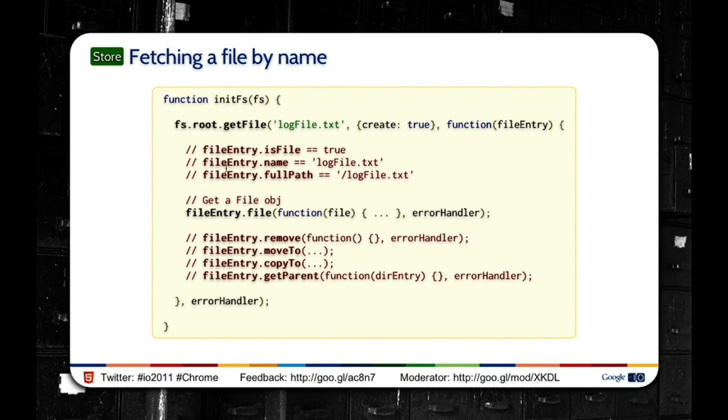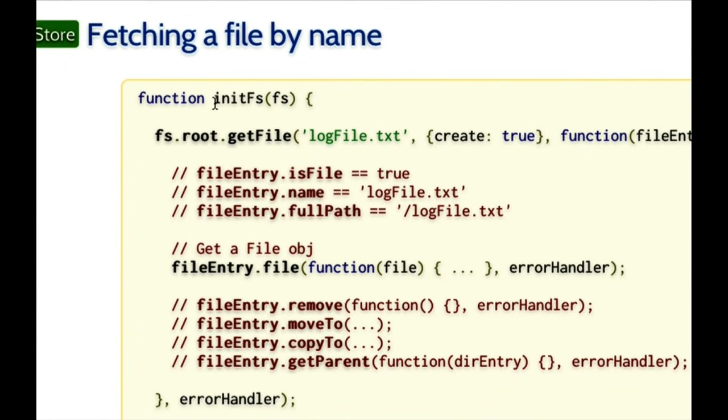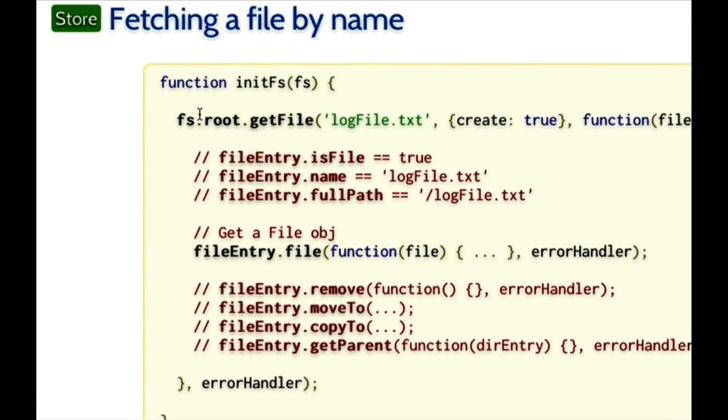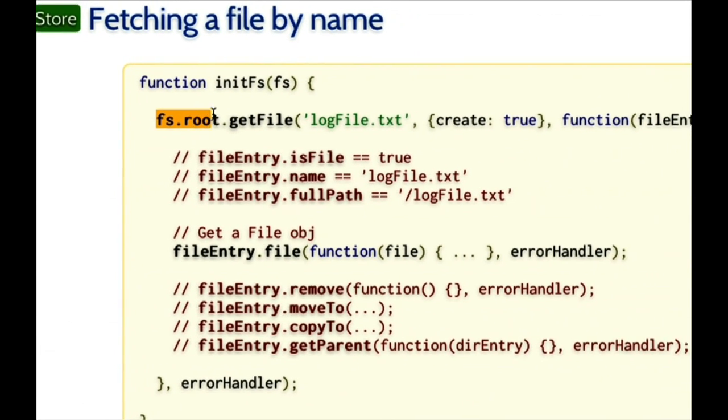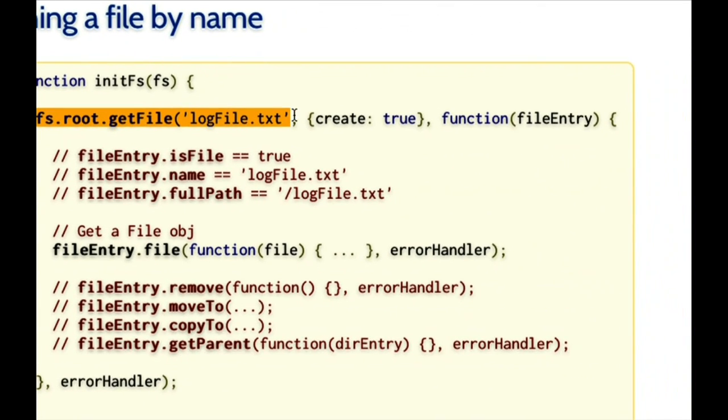Of course, once you have this open, a good thing to do would be open a file or create a file. So you can obviously fetch a file, or we'll create this log file, for example. So in our success callback, we'll get this fs, this root object.